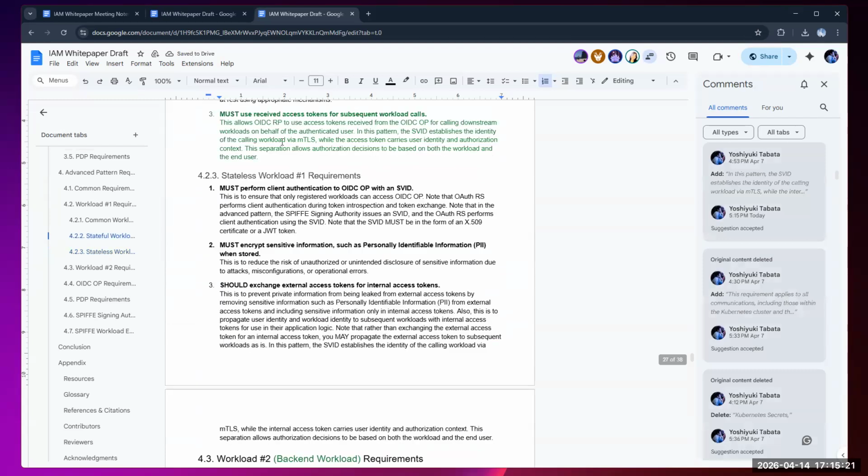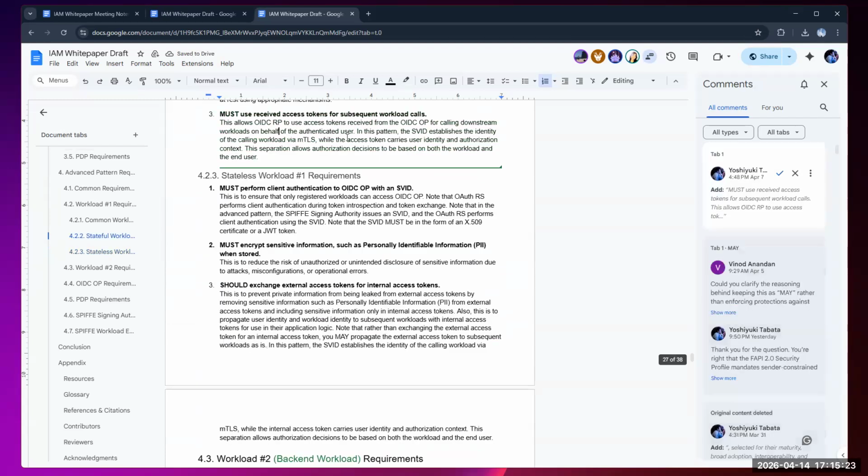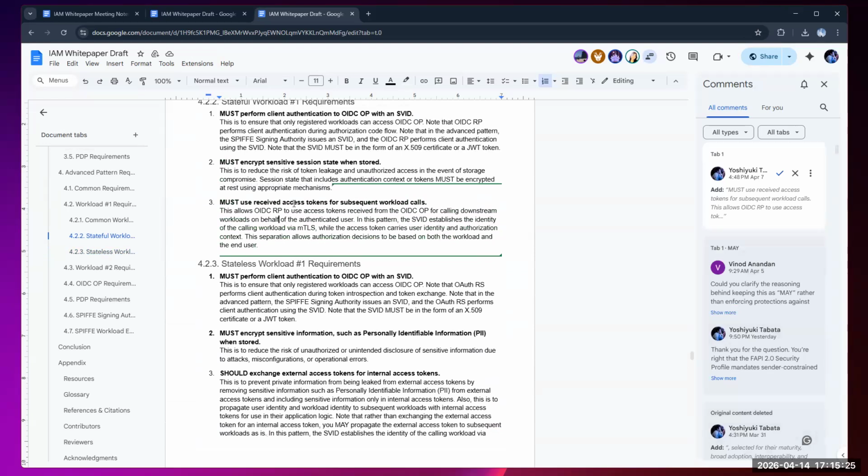And also this one, I think. In this pattern, the SVT establishes the identity of the calling workload via mTLS, where the access token carries the user identity. Accept this change.